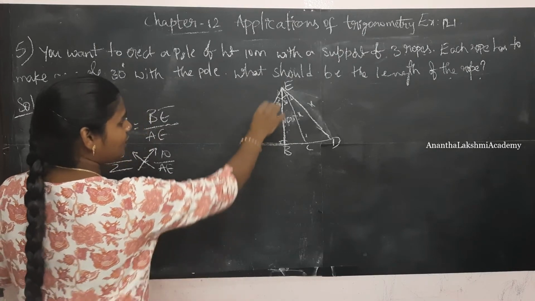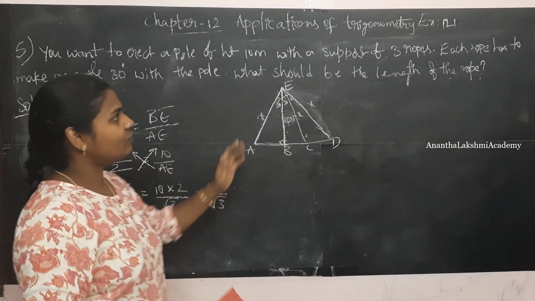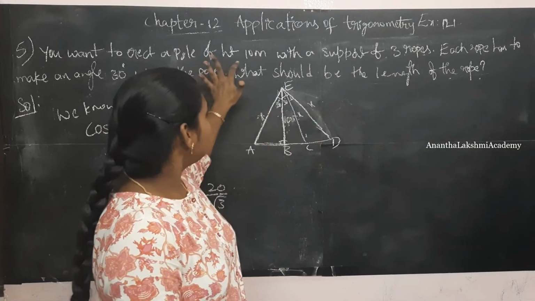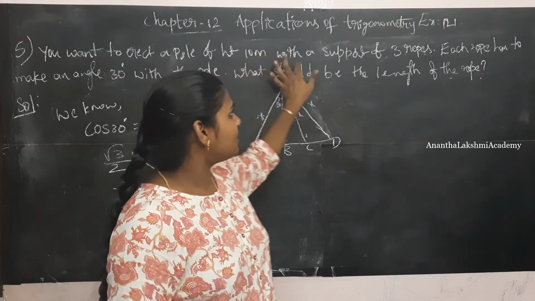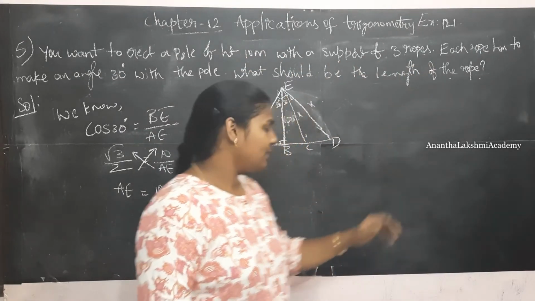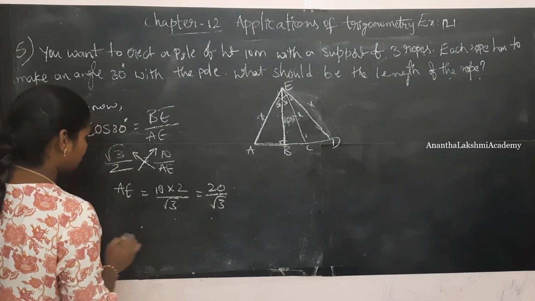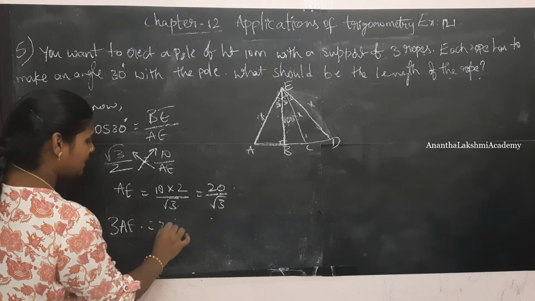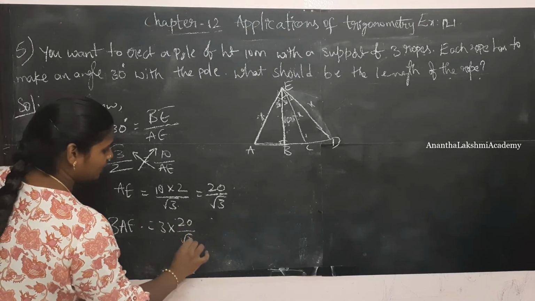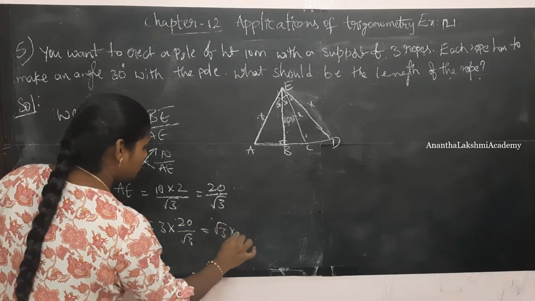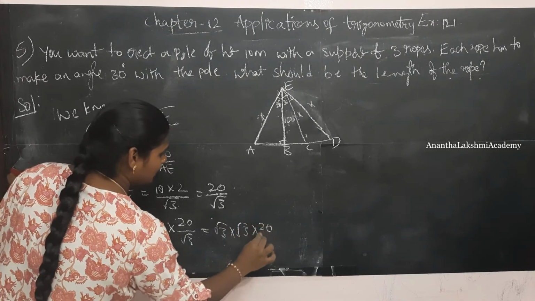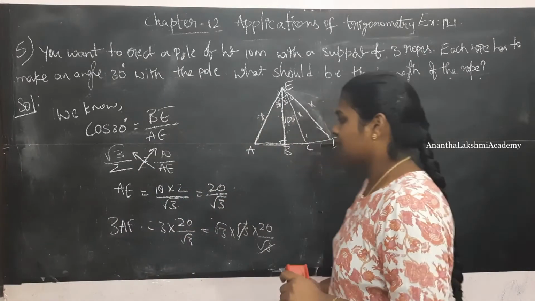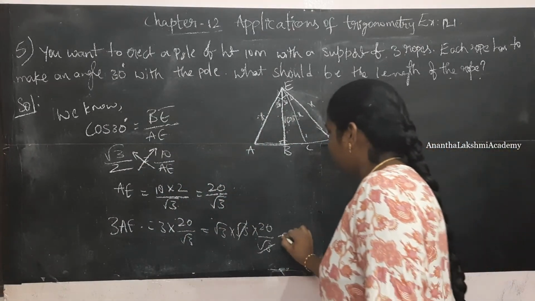What is AE we found? That is the length of one rope. But they are asking what should be the total length of the rope. He said it is tied with the support of 3 ropes. Okay? With the support of 3 ropes, the total is 3 times AE, which is equal to 3 into 20 by root 3. That is equal to root 3 into root 3 into 20 by root 3. Okay, what does this become? 20 root 3.